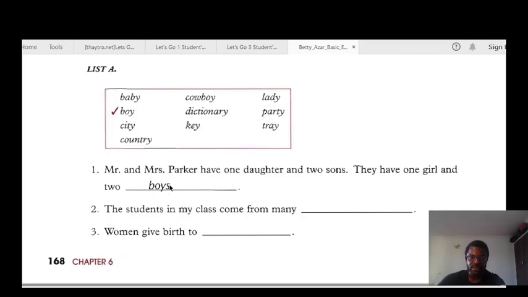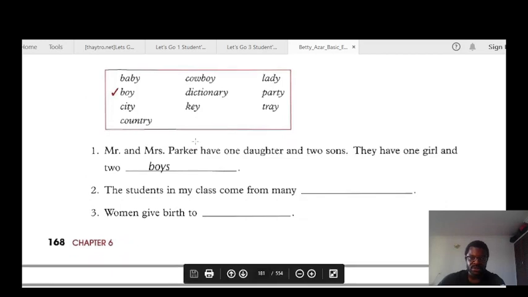Did you see that? Why did we put only S here? Because boy ends with a Y, but you have a vowel O before the Y. So that's why we added only S. But if we have something that has a consonant before the Y, what do we do? We remove the Y, put I, then put ES. Okay?